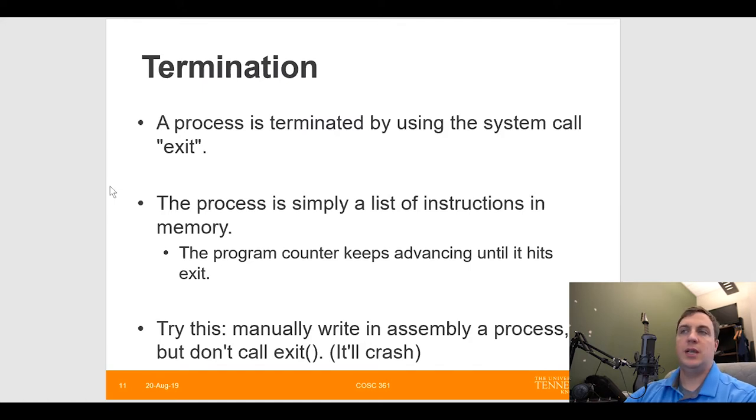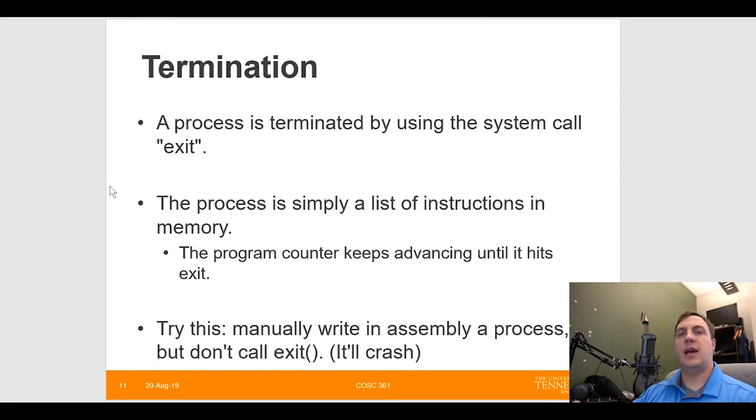And you can actually do this by writing raw assembly and not calling exit. If you do that, it's probably going to crash. So exit is the system call. Remember, system call goes from an application to the kernel, and it actually tells the kernel, hey, look, I need to terminate this process. And so what it's going to do is take it off the CPU, free all the memory associated with it, and then close all the files, that sort of stuff. And then after that, now it's a dead process.